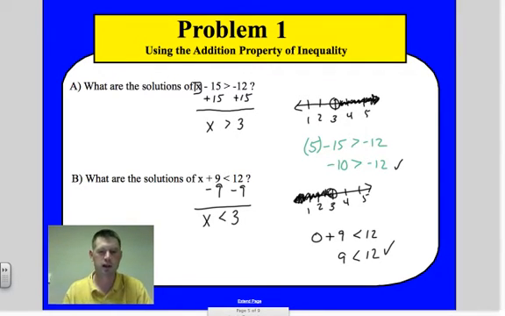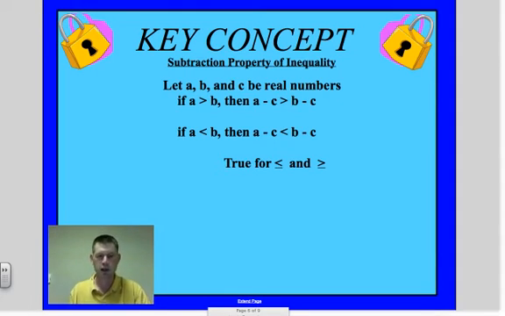Okay, so this part B leads us into the next thing, which is the key concept, the subtraction property.